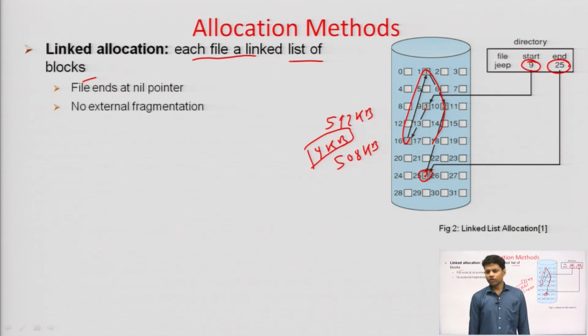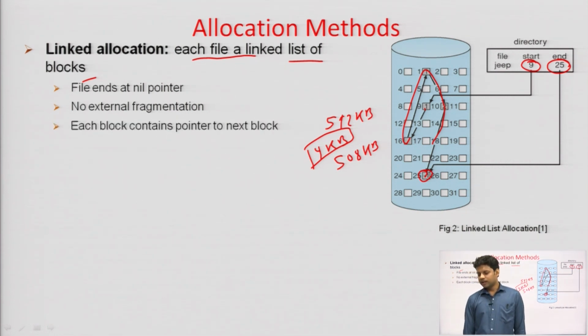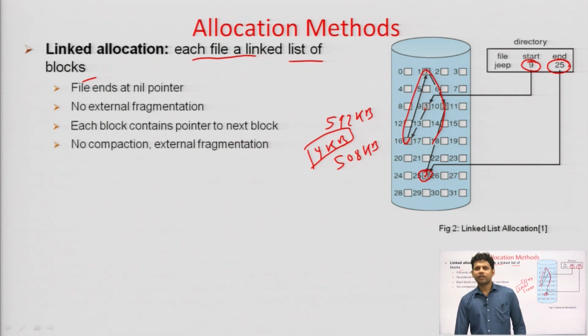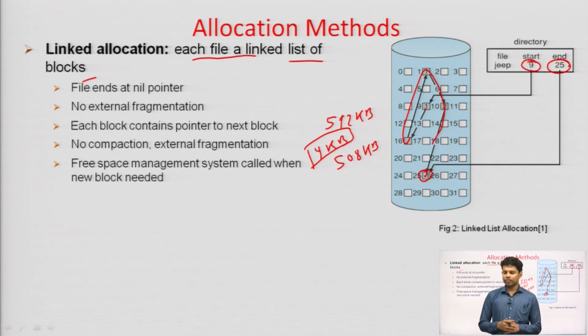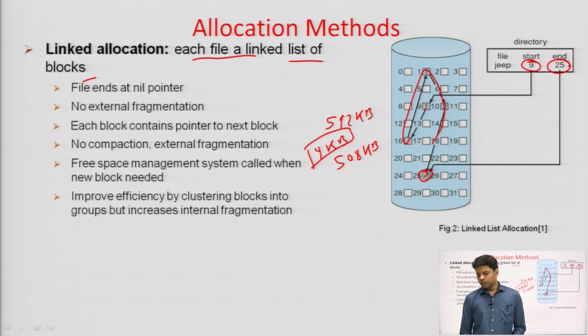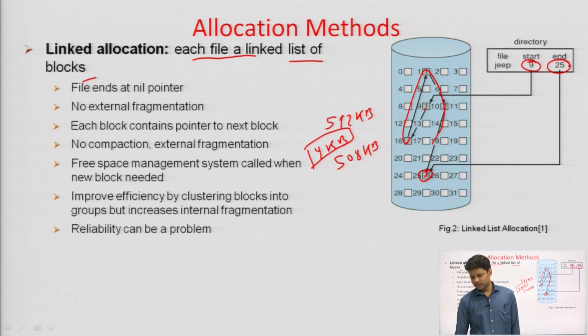So there is no external fragmentation in linked allocation, and each block contains a pointer to the next block. No compaction is needed because there is no external fragmentation. The free space management system is called when a new block is needed. This model improves efficiency by clustering blocks into groups but increases internal fragmentation. Internal fragmentation can happen in this linked list allocation method.